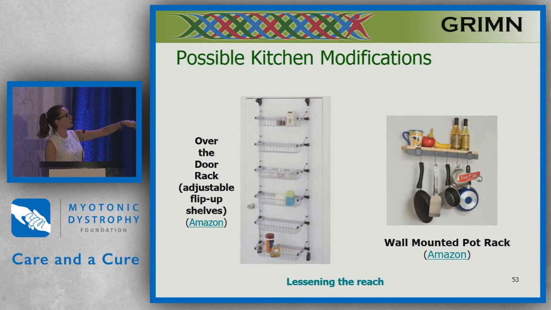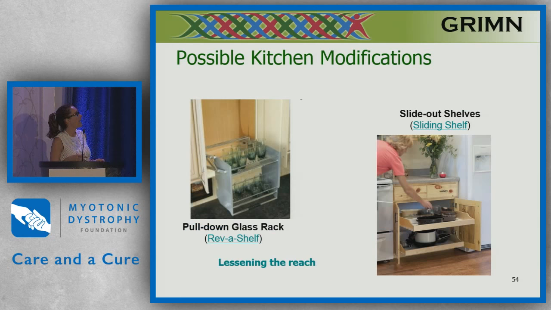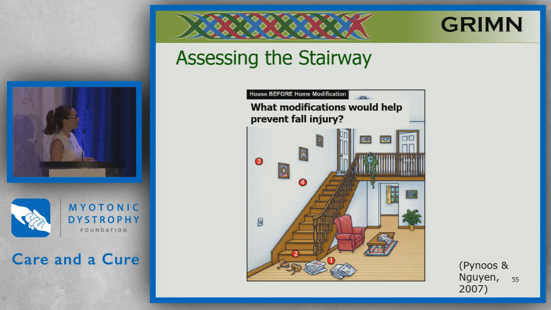So oftentimes we do wall-mounted pot racks, so you don't have to lower down to get your very heavy pot, so you put them on a pot rack. There's also pull-down glass racks, slide-out shelves. I love those. They're really easy and you can reach, and it's easy to get your things.